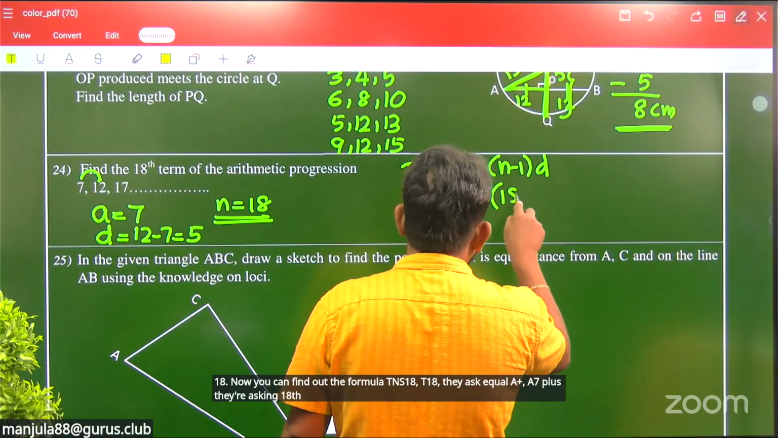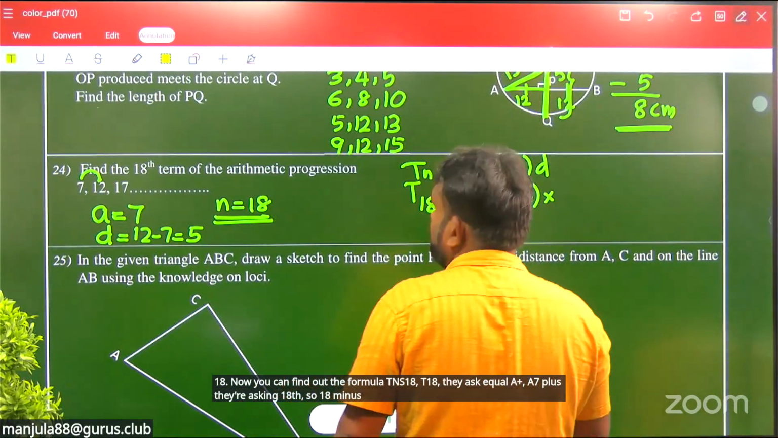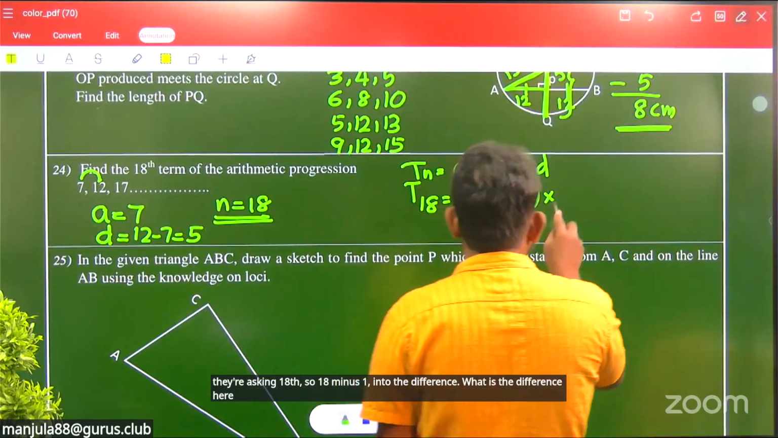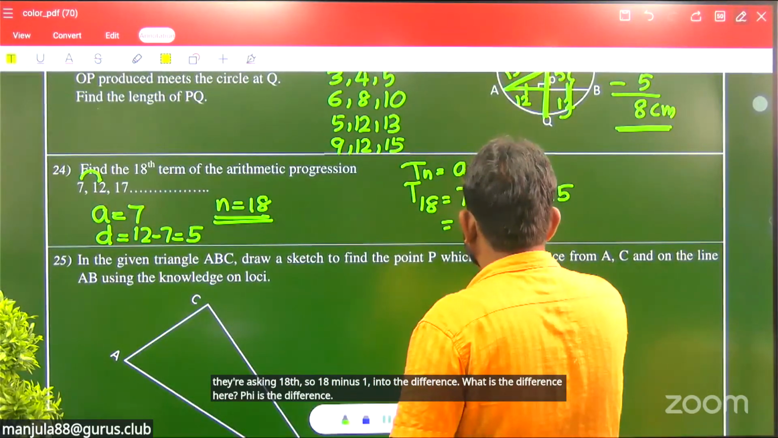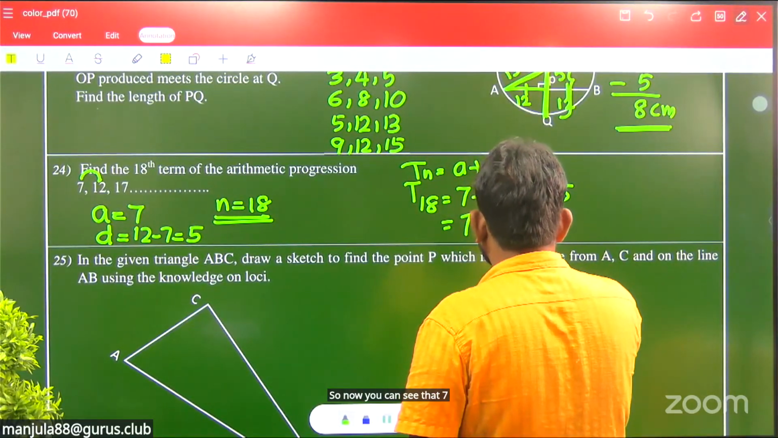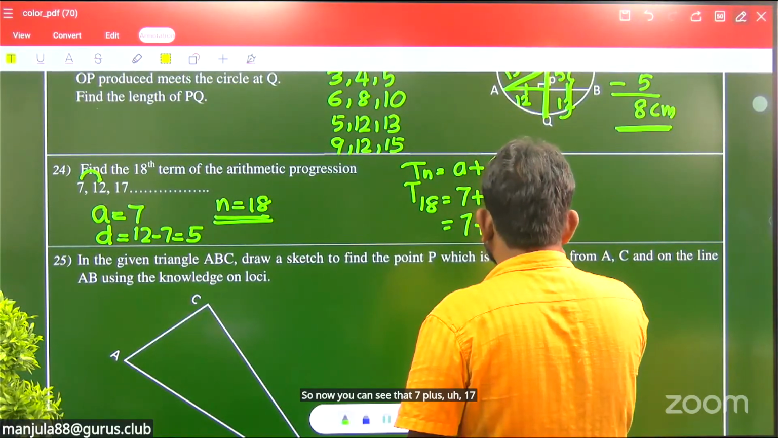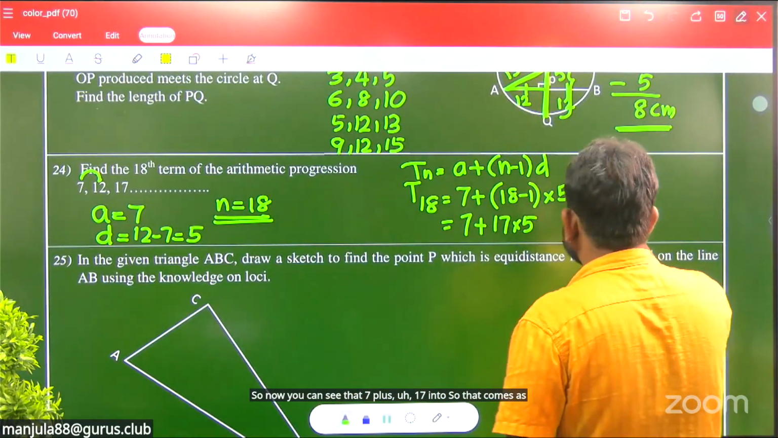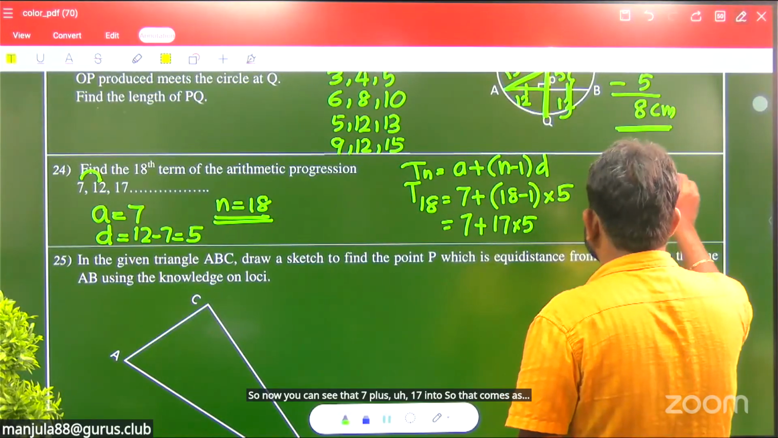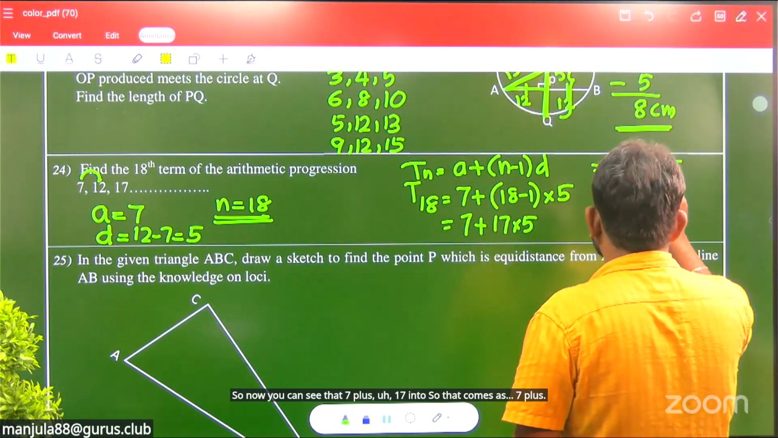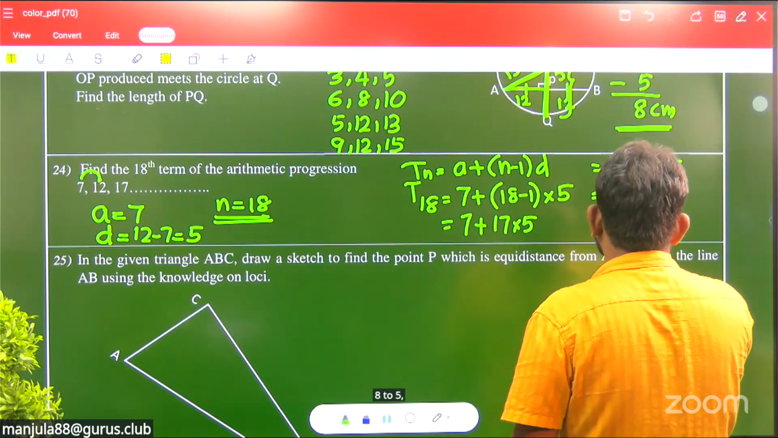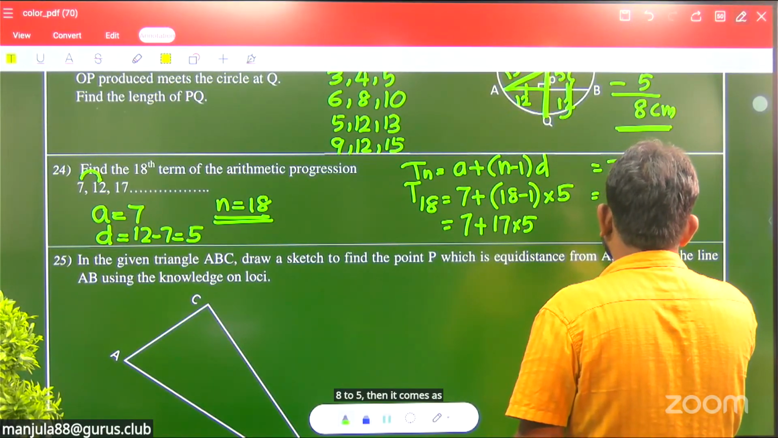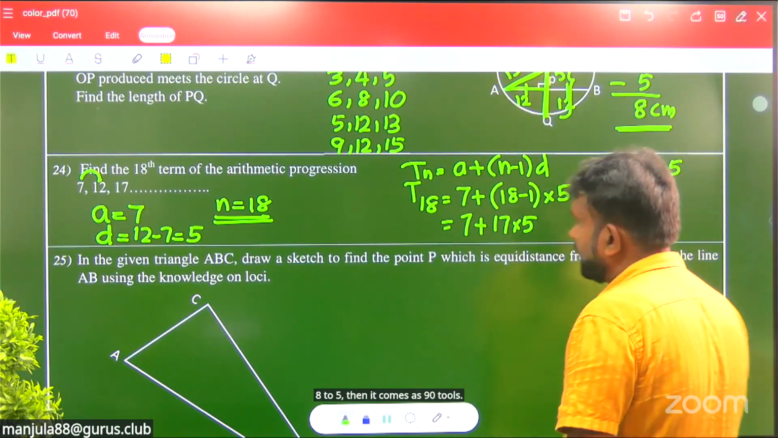Now you can apply the formula. T18 equals a, which is 7, plus 18 minus 1 into the difference. What is the difference here? 5 is the difference. So now you can see 7 plus 17 into 5. That comes as 7 plus 85. Then it comes as 92.